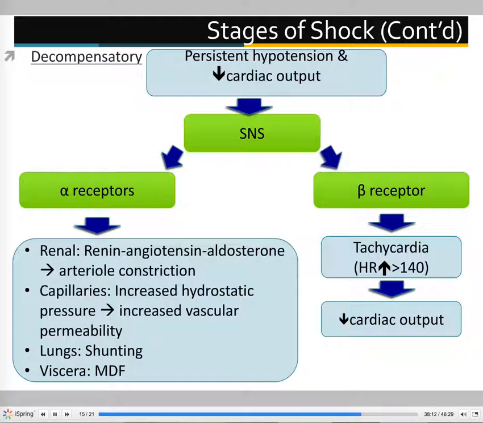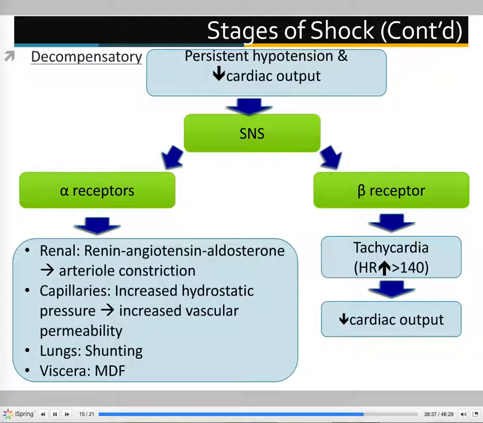So you have a maldistribution of blood flow caused by generalized vasodilation, selective vasoconstriction, and increased vascular permeability. The organs most severely affected by decreased blood flow are the lungs and the kidneys. Okay, because you have this selective vasoconstriction occurring.